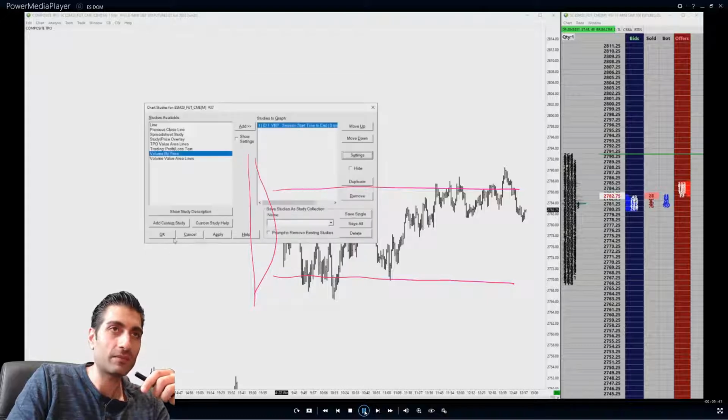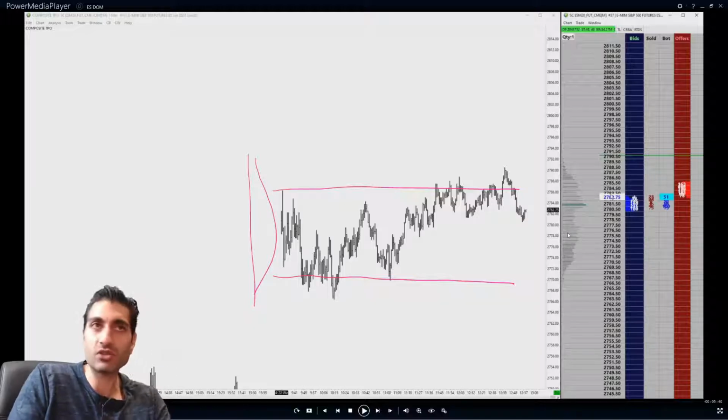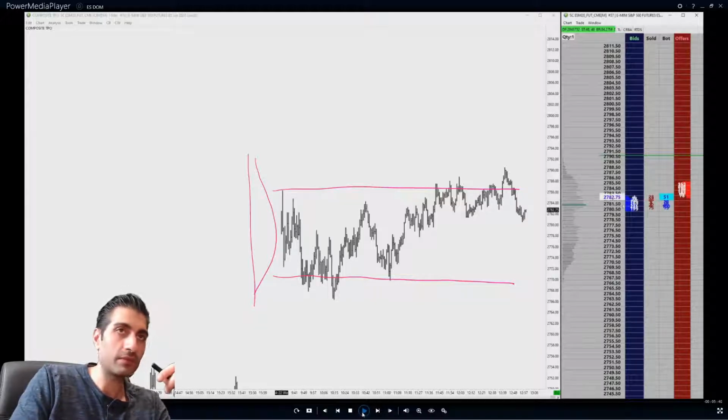Press play. Okay, do you see that? It's gone. Okay, so that's the volume profile. It's the same thing. I haven't changed anything.